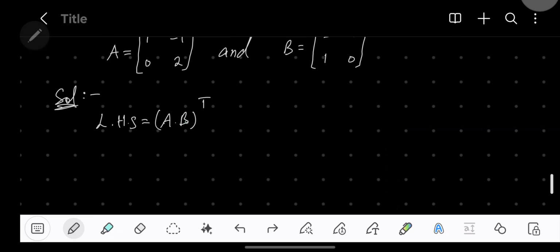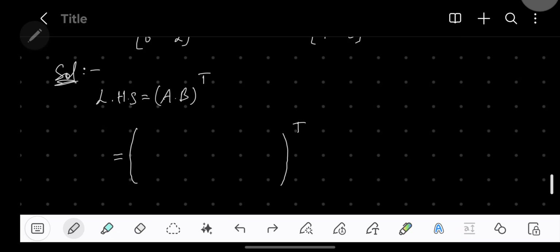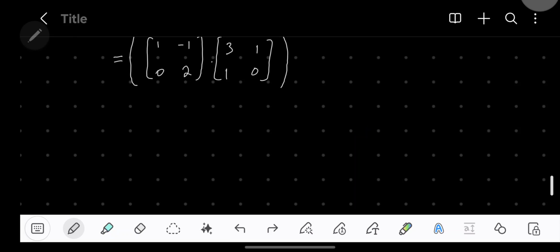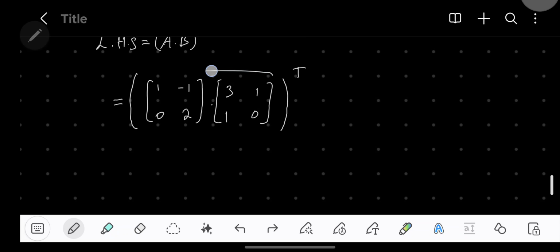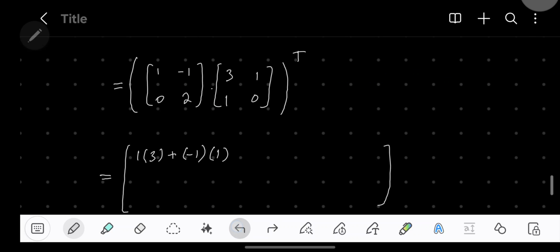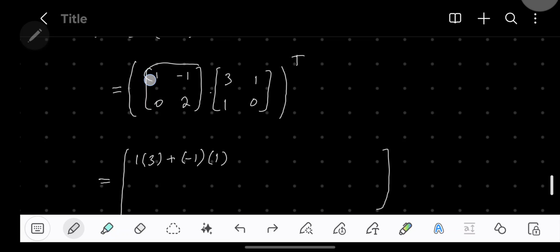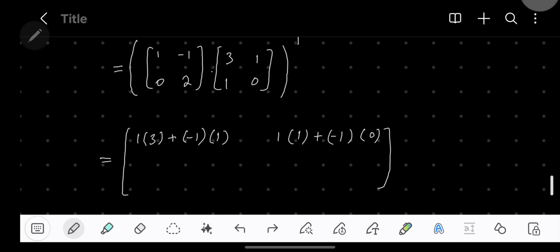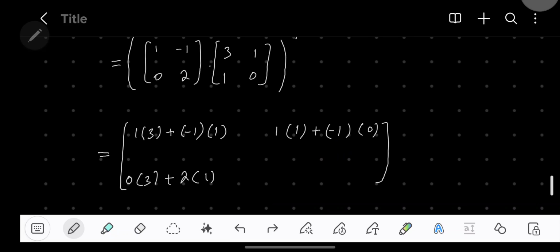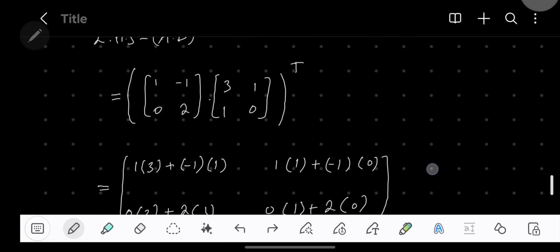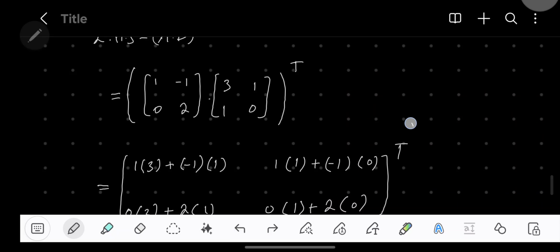In the left hand side, we have (AB) whole transpose. First of all, I will put the value of A and then the value of B, and then I will take the transpose. Now, first of all, I will multiply inside. I have to multiply this row with this column, which is here, then this row and the second column, which is here. Now the next row and the first column, which is here, and the next row and the last column is here. And then I have to take the transpose. So I have written the transpose.